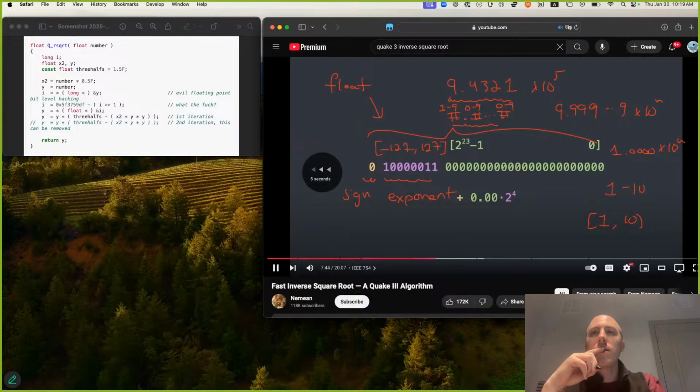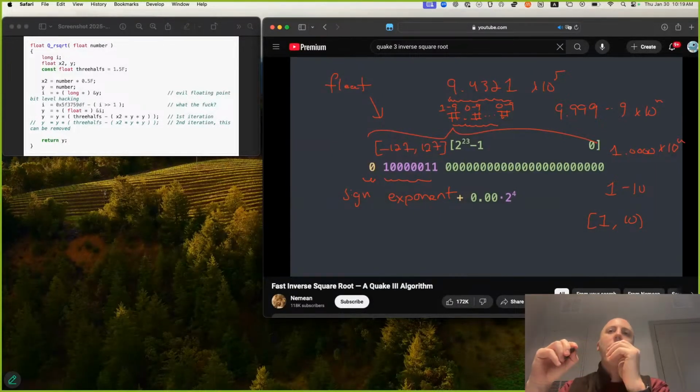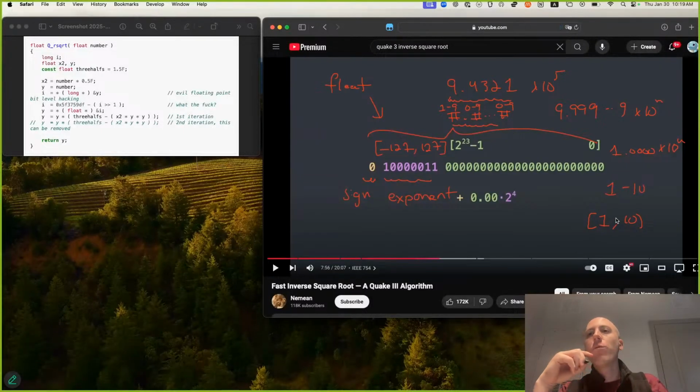But not including 2 to the 23. Again, that's not exactly what we need. For scientific notation, we need the mantissa to go from 1 to 10, or in binary scientific notation, from 1 to 2.